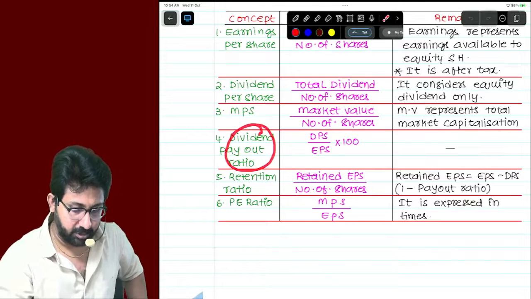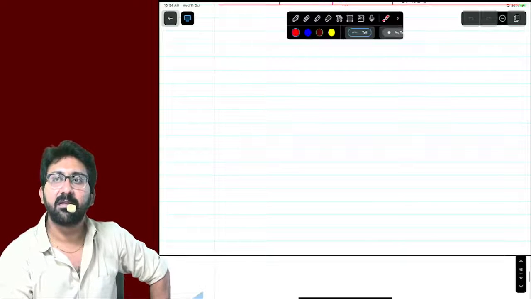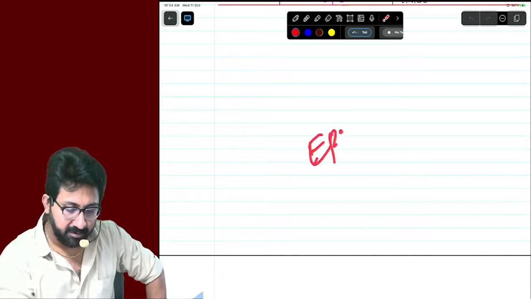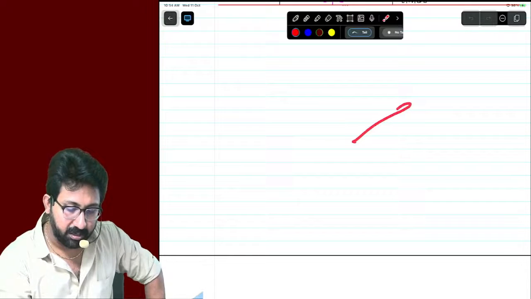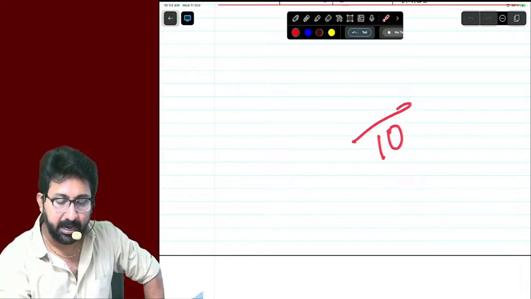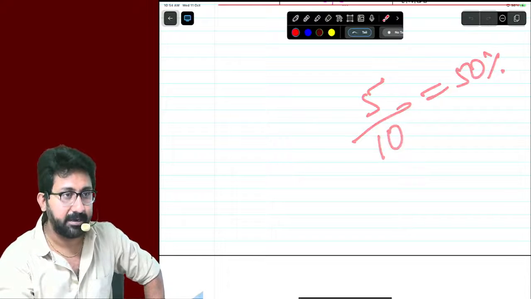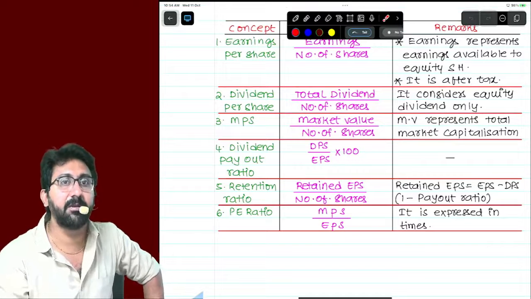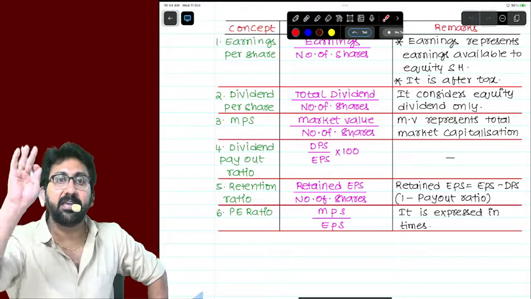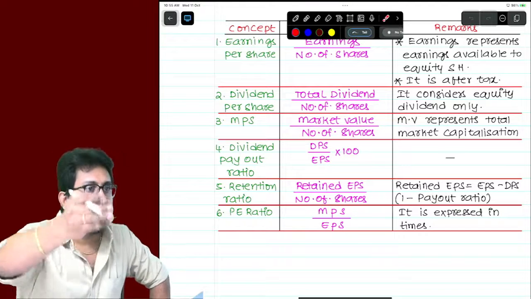Dividend payout ratio. So listen. From where will you pay dividend? From EPS you will pay DPS. Correct? I got 10 rupees EPS. I paid 5 rupees dividend. What is the payout ratio now? 50%. That's called the dividend payout ratio. Tell me, what is the formula for dividend payout ratio? D by E. Also called DPS by EPS.